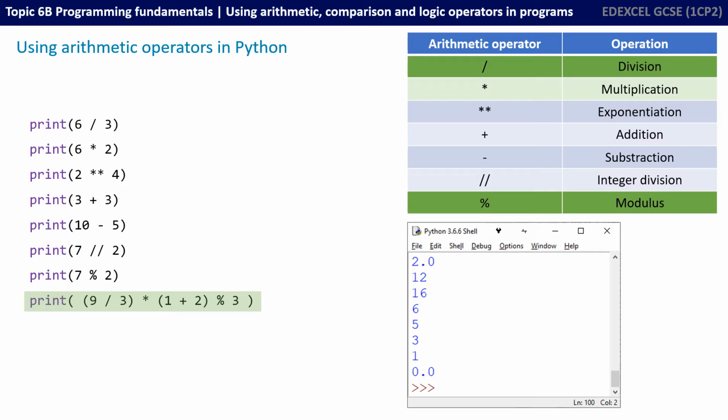And of course, there's nothing stopping you combining different operators, and indeed enclosing various sections in brackets, just as you would in maths, to make bigger compound expressions. So here you can see I have 9 divided by 3 on the left, that would be 3, times 1 plus 2, well that's 3. So I've got 3 times 3, which is 9. And then we're saying 9 modulus 3. So in other words, how many whole times does 3 fit into 9? Well, it's 3. And what's left over? Well, what's left over is 0. So the result of this whole expression is 0.